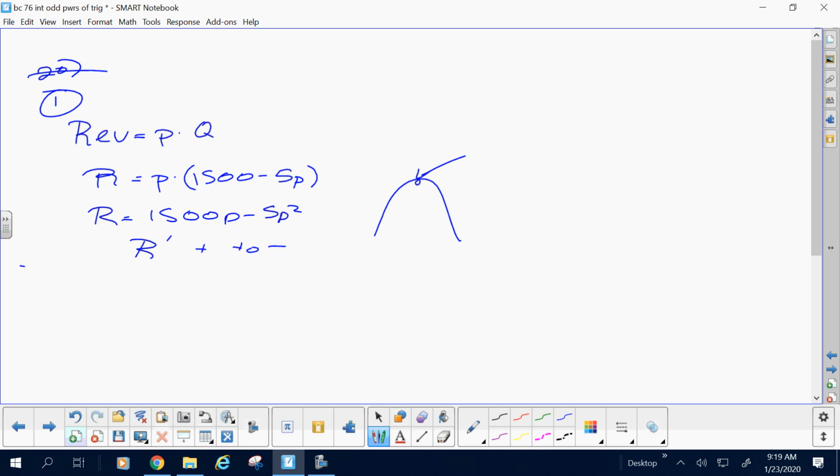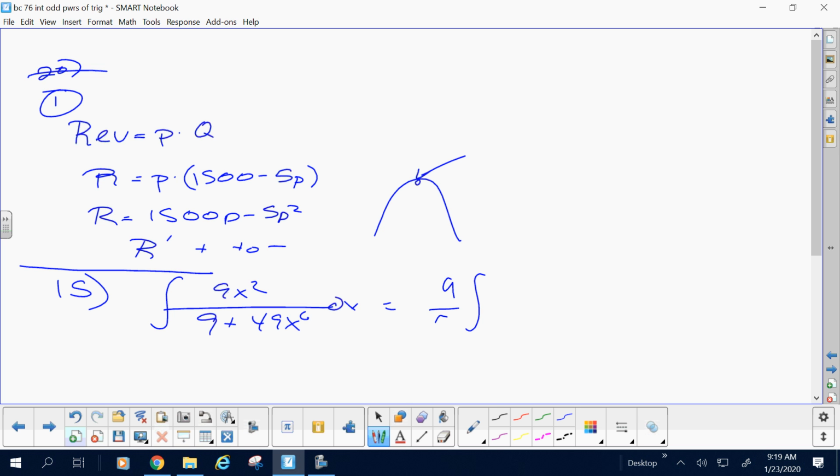All right, 15. Question on 15? Oui, or no? Yes. All right, 15. Are we feeling U sub or inverse trig? U sub. Definitely inverse trig with U sub. Okay, so would you divide out a 9 from the top and divide out a 9 from the bottom? When you divide out a 9 from the bottom, what does the denominator become? 1 plus 49/9 x to the 6th.